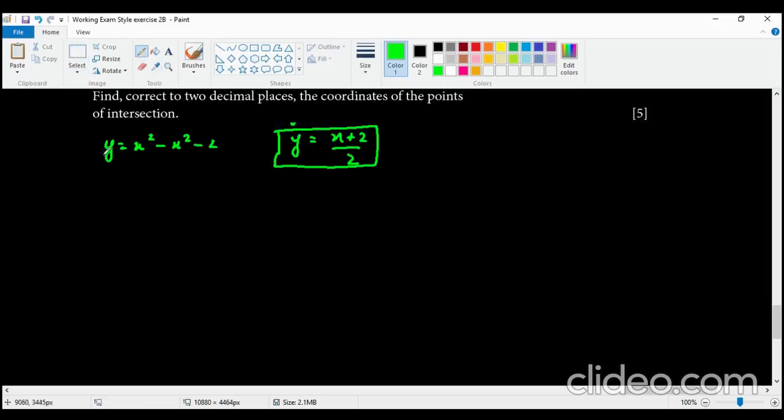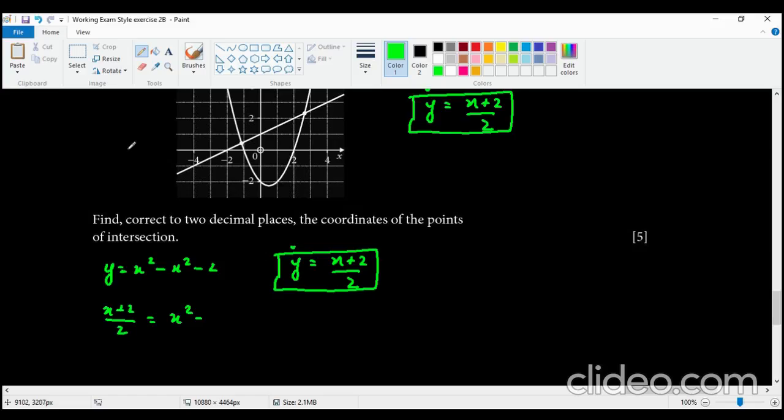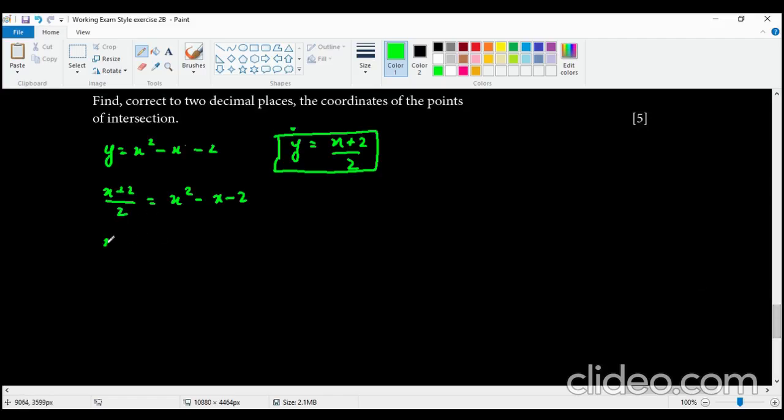Now I will write the value of y instead of y. So x plus 2 over 2 equals x square minus x minus 2. Now this 2 is dividing, so the other side it will go and multiply. So 2 times x square minus x minus 2. This gives us x plus 2 equals 2x square minus 2x minus 4.